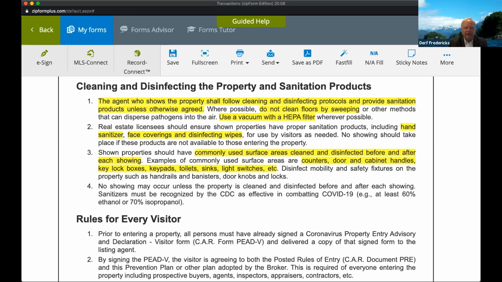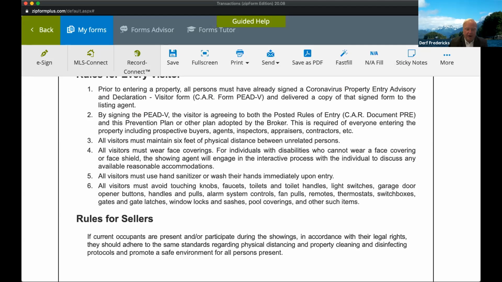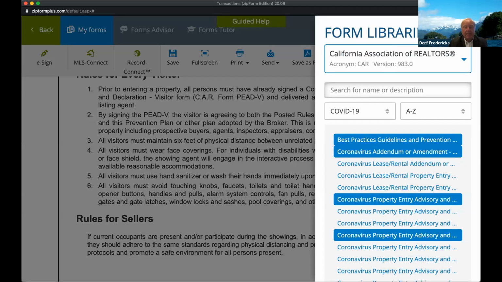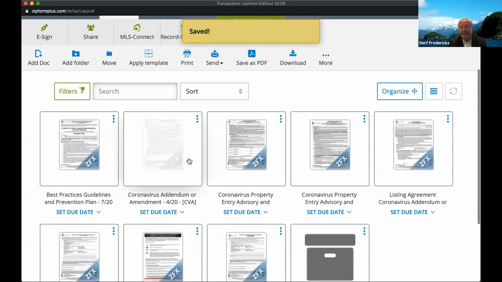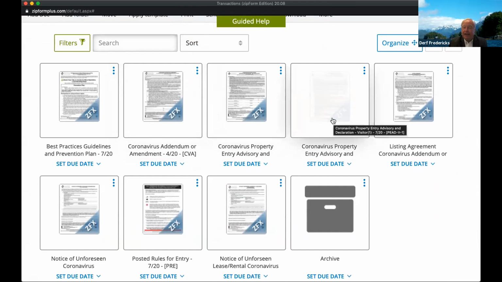Seller has a little more paperwork involved. Basically, when you print out the listing paperwork, also print out the listing agreement coronavirus addendum. That's the RLA-CAA for the seller to sign. This coronavirus addendum for sellers has three parts. There's a two-page addendum. There's the one-page PEAD-S for seller. And for number three, there's the two-page BPPP that we just reviewed.